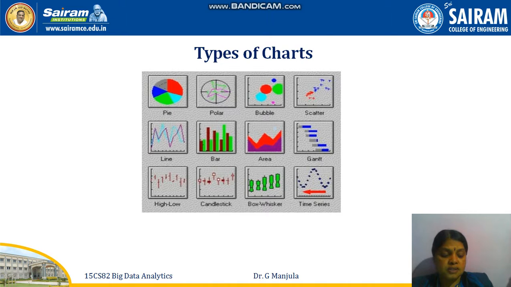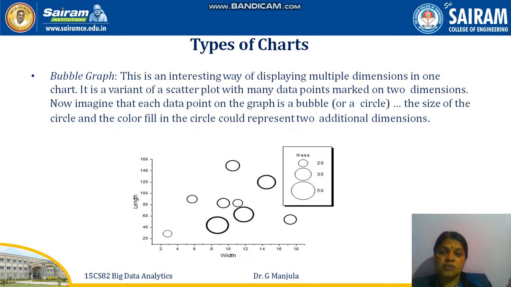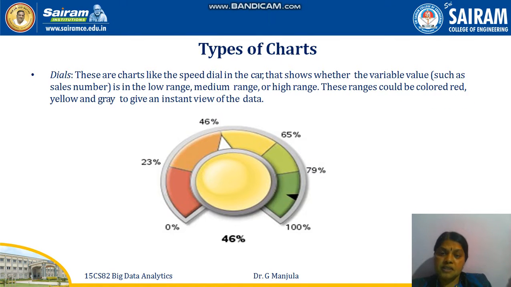Once the data has been selected and collected, how to represent the data in terms of visualization is called data visualization. So I'll just go back to the information about the types of charts. This is a dial chart. You can see this is one more type of chart. These are charts like the speed dial in a car that shows whether variable values such as sales numbers are in the low range, the medium range or the high range, just like in a speedometer. These ranges could be colored red, yellow and green to give an instant view of the data.